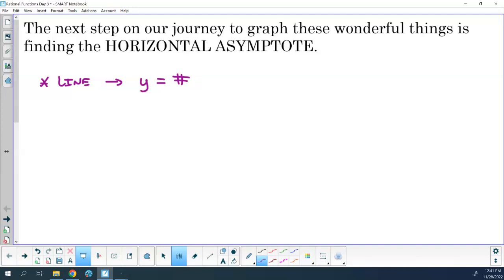And the difference is that you can have as many vertical asymptotes as your denominator allows, but here you can either have one or none. You can't have two horizontal asymptotes. You can only have one. Most of the time, you'll have one. Sometimes you'll have none. Okay?